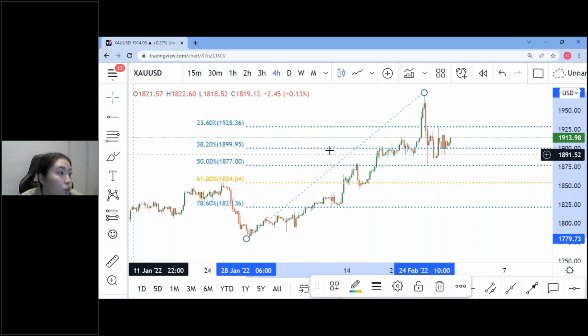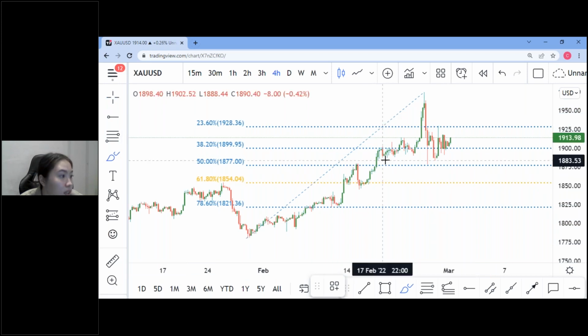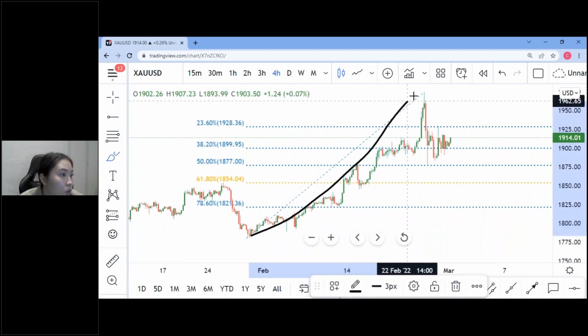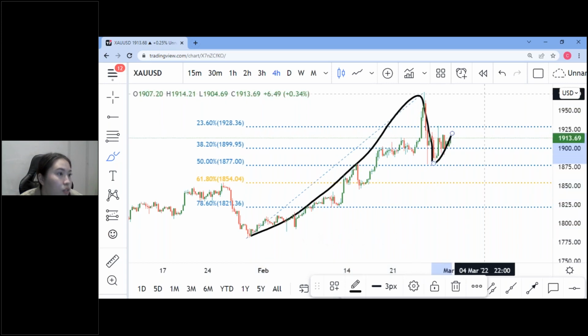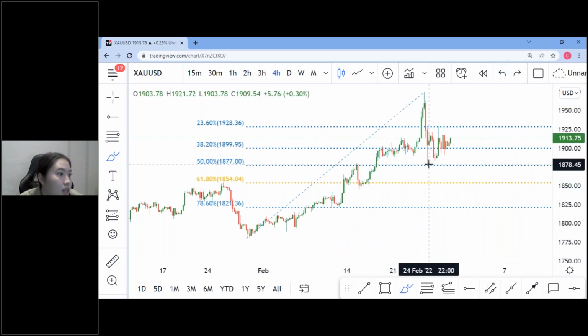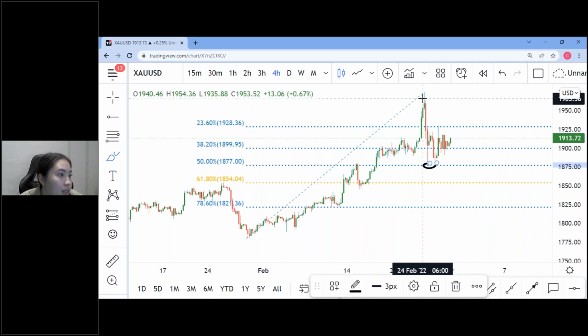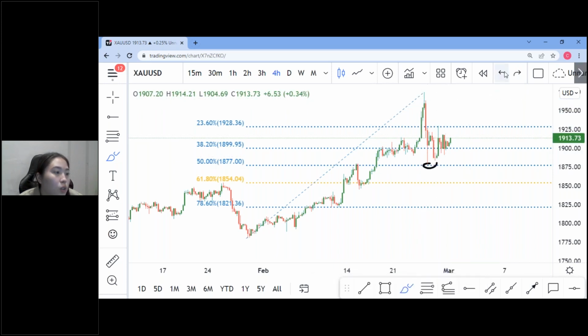Do you see how beautiful Fibonacci retracement is? Price came up here, it did a reversal. Exactly at the 50%, it bounces off. You see it? At the 50% for this candle, it actually bounced off. So with Fibonacci retracement, you will be able to identify a lot of reversals and a lot of breakouts.